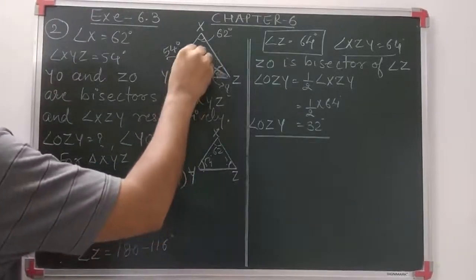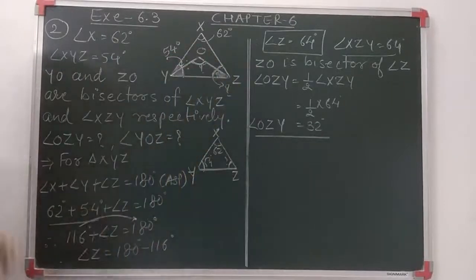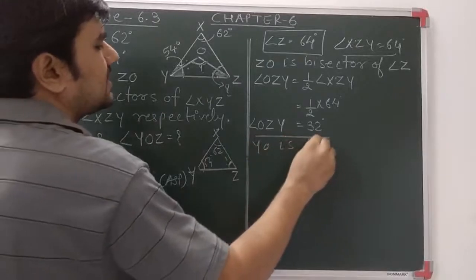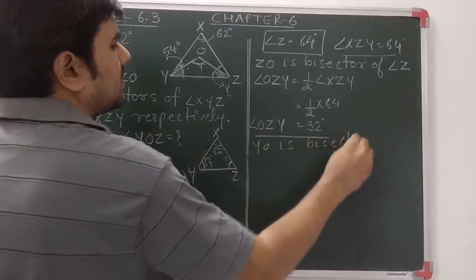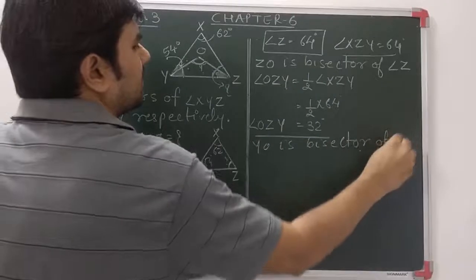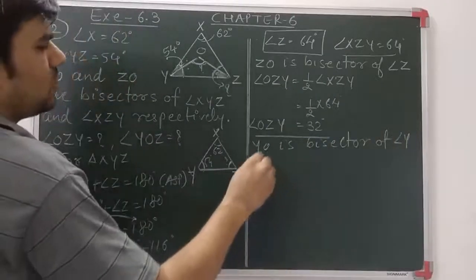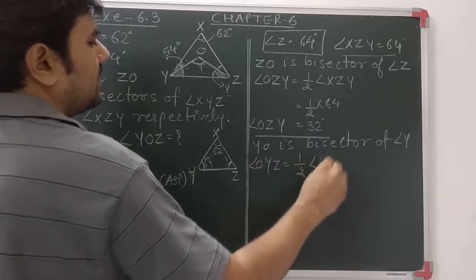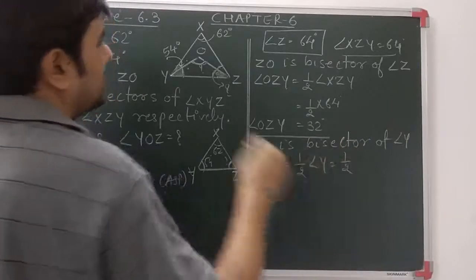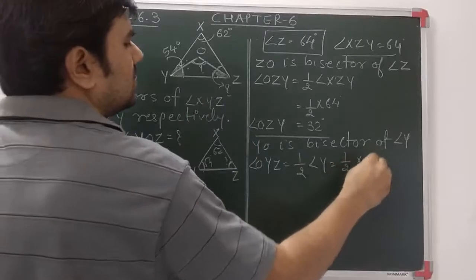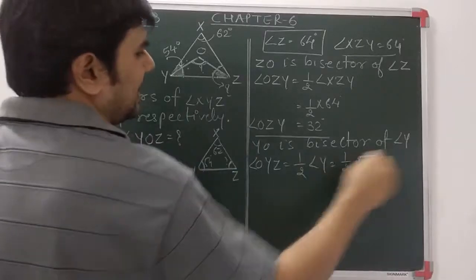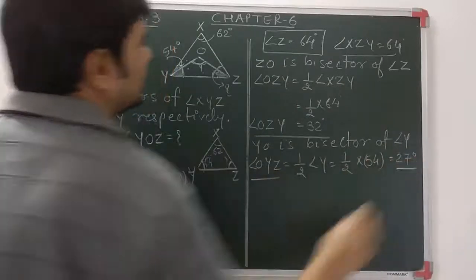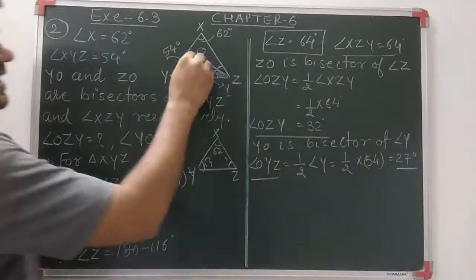Now YOZ, which we need to find out. For that we need to find OYZ. So let's find it the same way, that YO is the bisector of angle Y. So again I'll write OYZ is equal to half of angle Y. So it is half of, the angle Y is 54. So this angle is 27 degrees. Which angle? OYZ is 27 degrees.